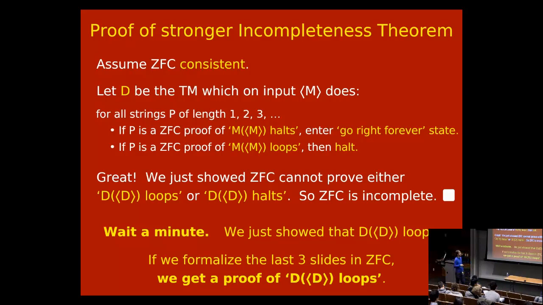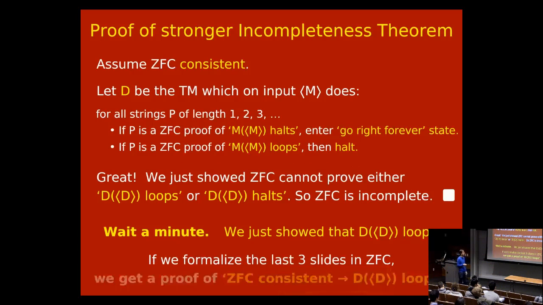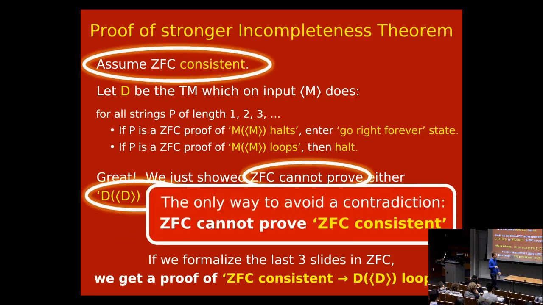Right, the conclusion was that assuming ZFC is consistent, you can't prove D of D loops or D of D halts. And under that assumption, we showed that D of D actually loops. And if you formalize these slides, you get that if ZFC is consistent, then D of D actually loops. So the only way you can avoid this contradiction is if ZFC cannot prove this statement A, that ZFC is consistent. Because if it could, then it could prove this statement, and so it could prove the implication. So it could also prove the conclusion, that D of D loops. But this is what we showed is not possible.